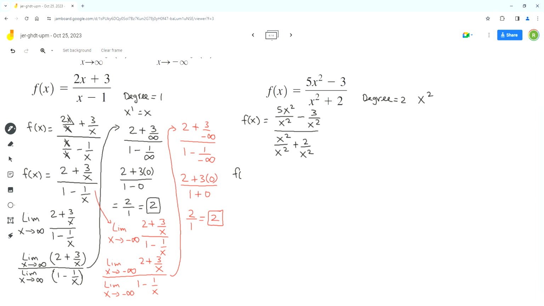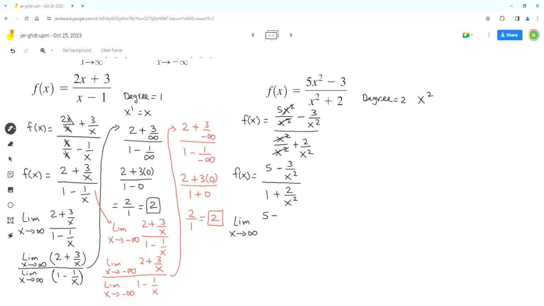Now we can simplify this expression. So in the numerator the x squared terms will cancel out in the first fraction. So we get 5 minus 3 over x squared, over, now in the denominator the x squares will cancel out in the first fraction, and the second fraction will stay the same because we cannot reduce it. Now we can apply the limit. So limit, let's start with positive infinity.